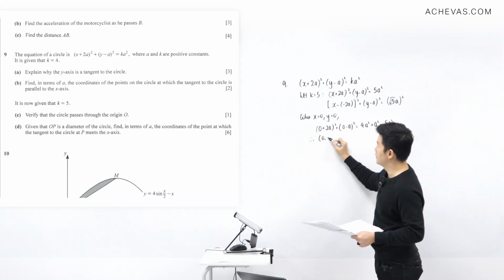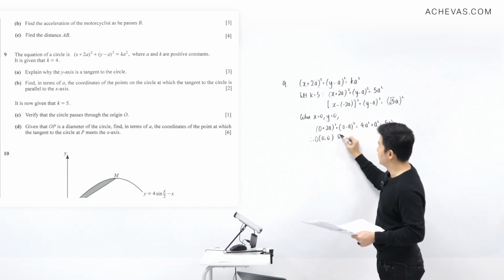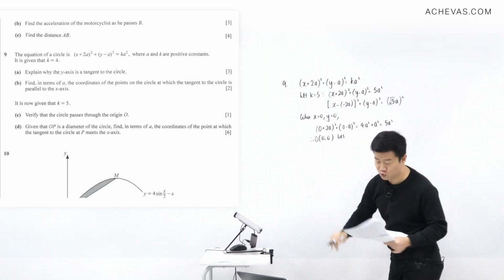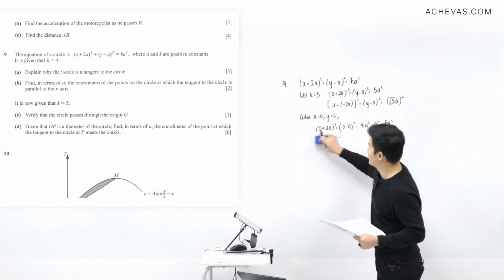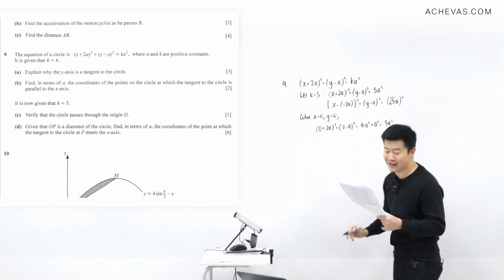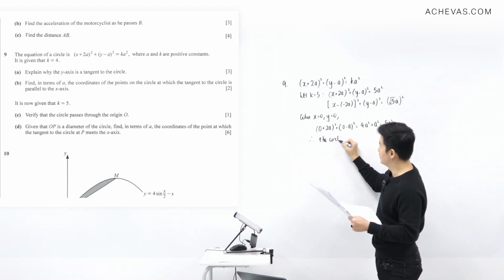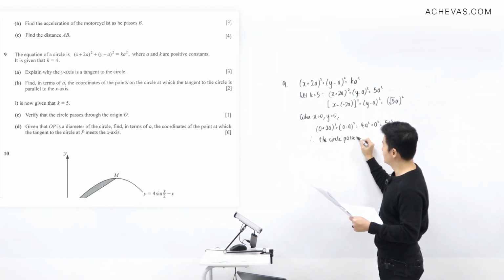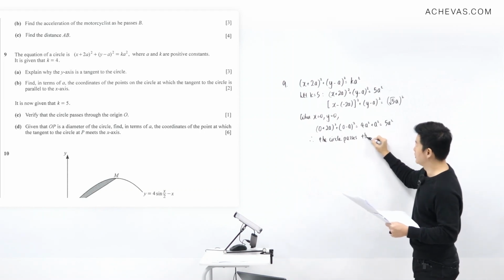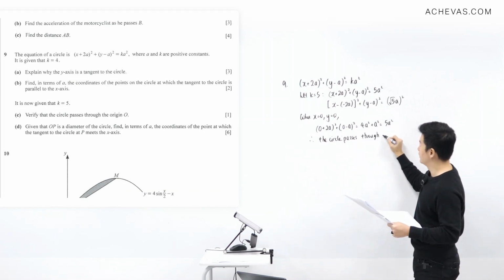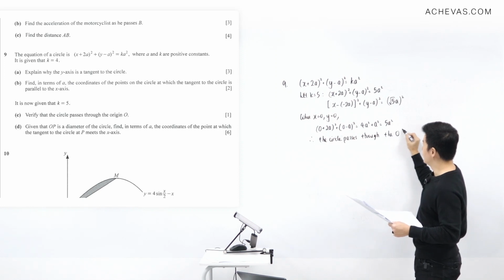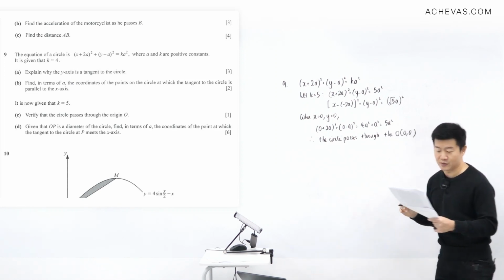Therefore, (0, 0), which is the origin, passes through the... okay, let me just use the same phrase that the question is asking. So therefore, the circle passes through the origin, which is going to be at the point (0, 0).